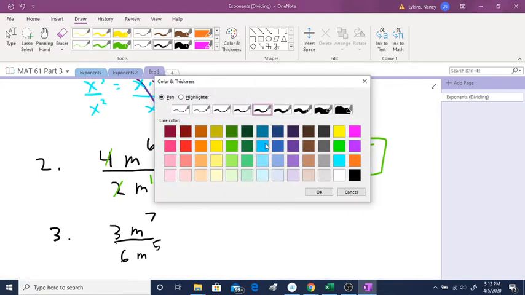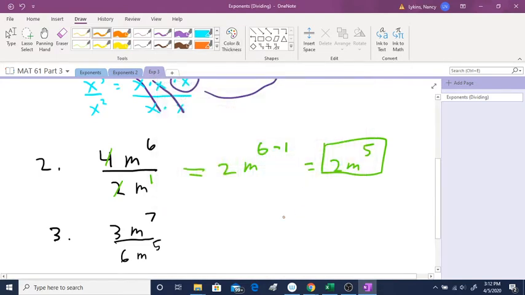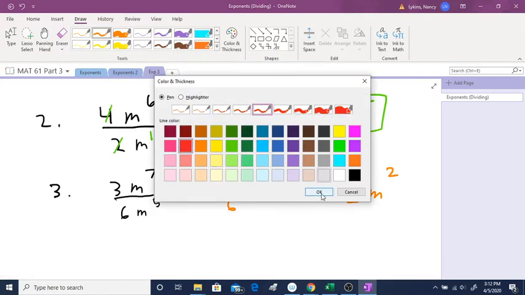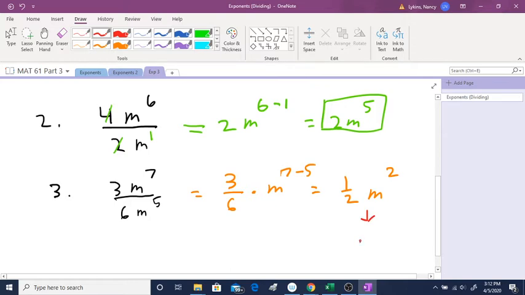What about if I give you a problem, 3m to the 7th over 6m to the 5th? I would want you to break down to 3/6, and then you could say m, 7 minus 5. Now, the 3 over 6 reduces to 1/2 m squared, or we could write it as m squared over 2, either way.